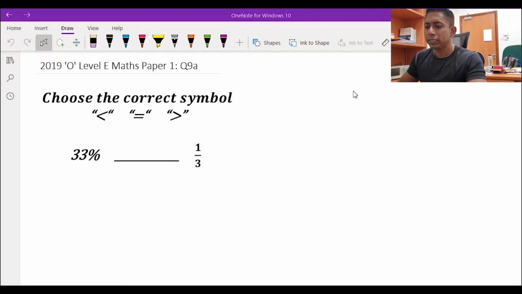Hi, let's look at this question on inequalities from our 2019 O-Level E-Maths paper. This is question 9A. Now in this question, on the left hand side we have 33% and on the right hand side we have 1/3. So how do I express 1/3 as a percentage?